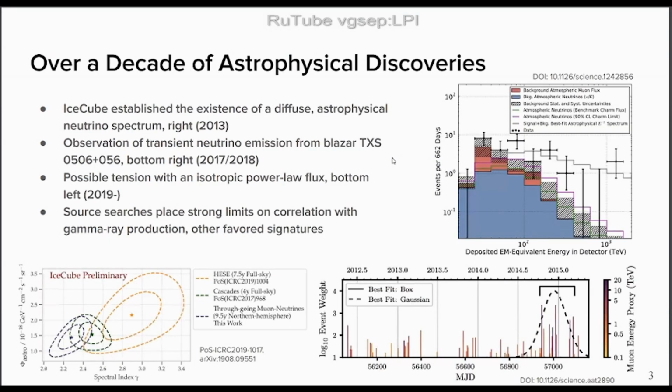Okay. So IceCube has been running for over a decade at this point. There have been a number of discoveries that have come out of it, really since it began running and in the past few years as well. In 2013, it established the existence of the astrophysical neutrino spectrum. Following that, in 2017, it observed its first point source. This is TXS 0506+056, a transient neutrino source.